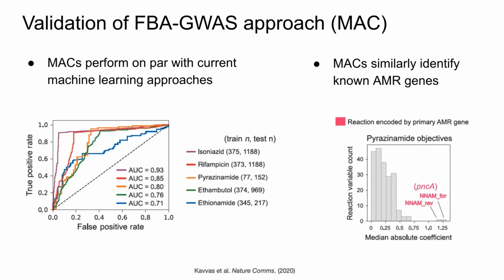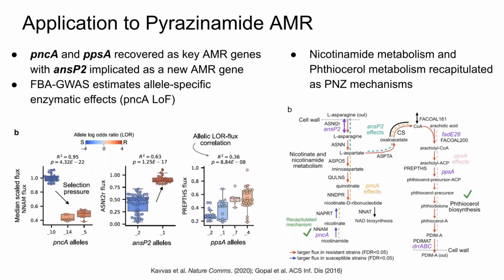Not only that, but they could also identify known AMR genes. And so in the figure to the right, we can see that the highest weighted coefficients correspond to the primary AMR genes. And this example is for pyrazinamide. So I'm going to quickly go over two examples here for two antibiotics and show what kind of deep insights we get. So, application to pyrazinamide AMR.